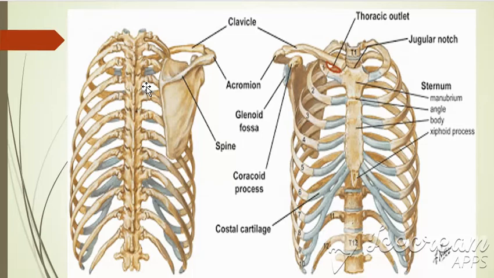Then the 7th thoracic spine, this is the 7th thoracic spine, 1, 2, 3, 4, 5, 6, 7. This 7th thoracic spine lies at the level of the inferior angle of the scapula. This is the inferior angle of the scapula, and it lies at the level of the 7th thoracic vertebral spine. And up to here, I discussed the bony landmarks of the thorax.